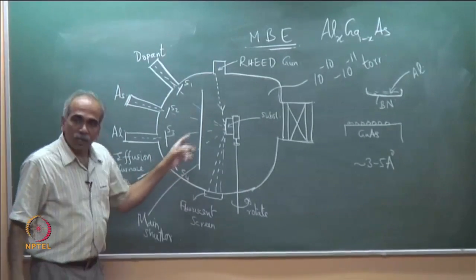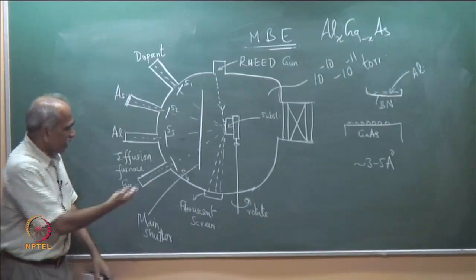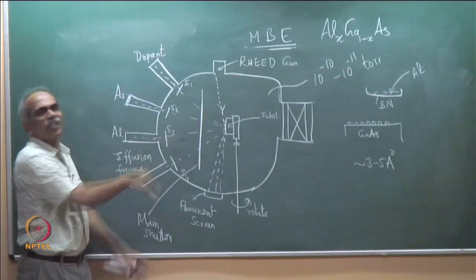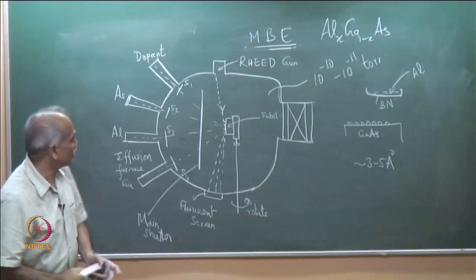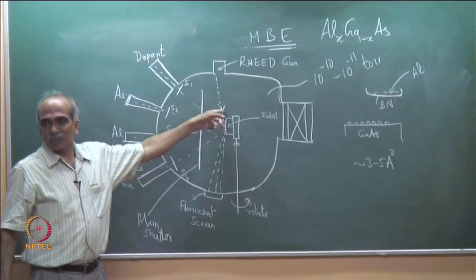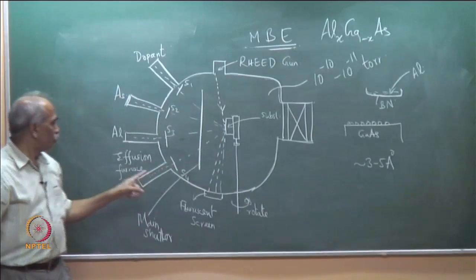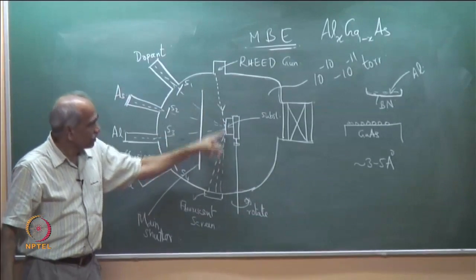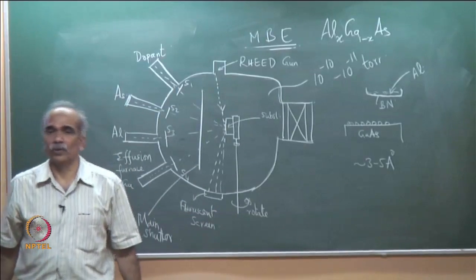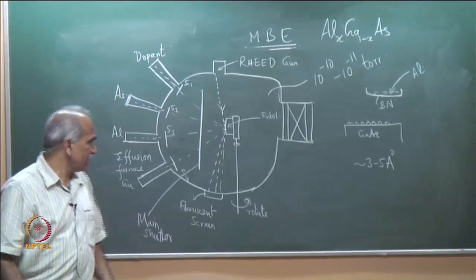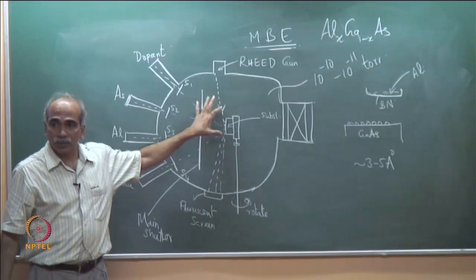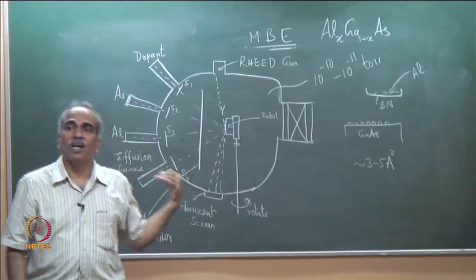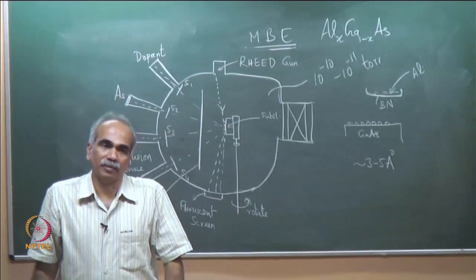So molecular beam epitaxy, as the name indicates, there are atomic beams which come. One doesn't call it atomic beam epitaxy because the layers which are grown are molecules. So there are beams of atoms which come here and the layer is deposited on top. So this is the third technique. You can read more details about this. It's a very interesting technique, and most of the quantum well structures are grown by the MBE technique.